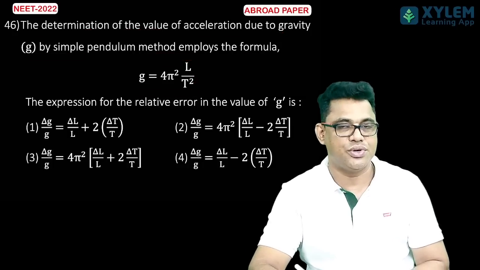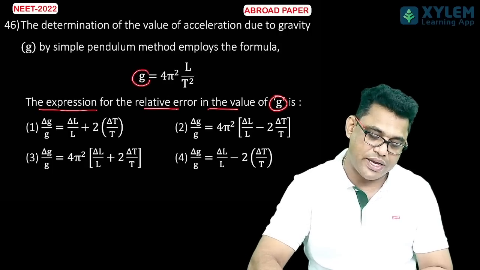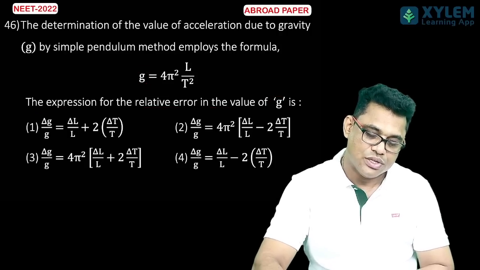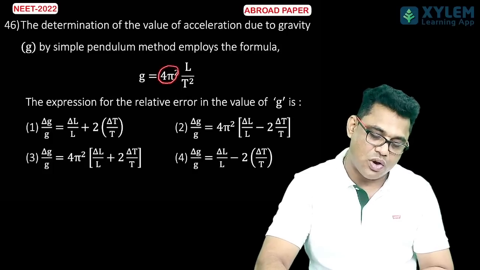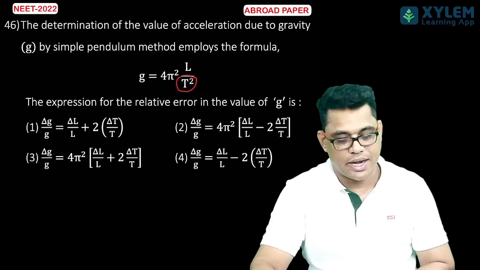This equation is familiar to you, I think. The expression for relative error in the value of g, you must find the relative error. So, 4 pi square is a constant, no error is associated with it. But in L, there is an error in measurement. In time period also, there could be an error.